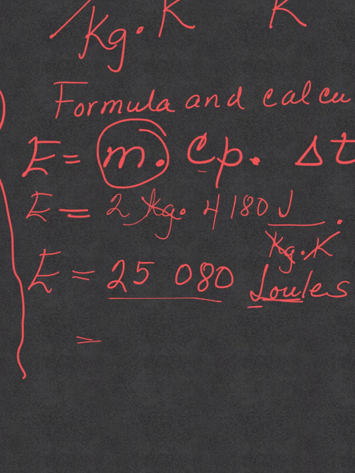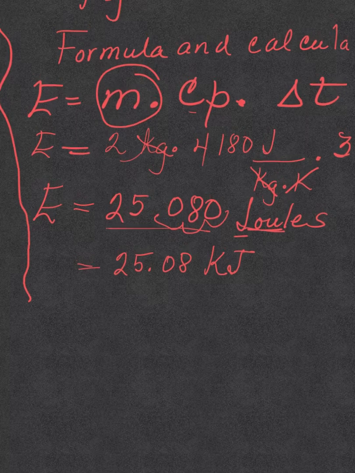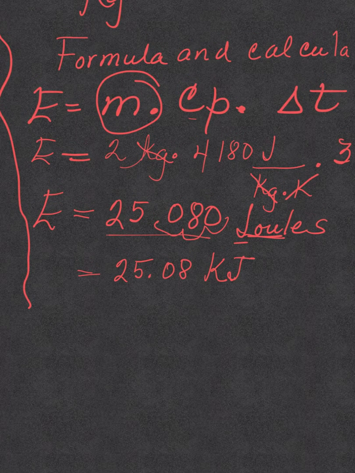So deca, hecta, kilo, 1, 2, 3, 25.08 kilojoules, which is the same. Okay? Now, let's say that instead of increasing the temperature by 3 Kelvin degrees, you want to decrease the temperature of the water by 3 degrees.